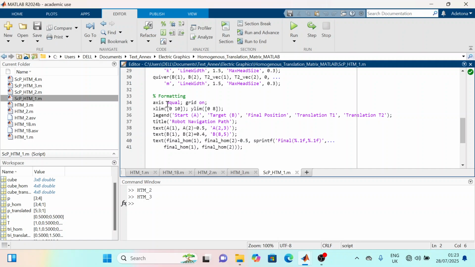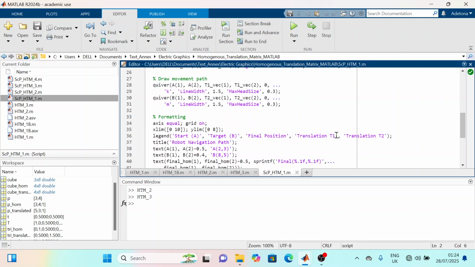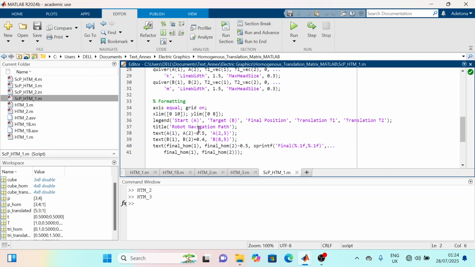But grid on, in order to see the grid, then the legend: start of A, start of B, because the number of plots that you are going to have there is going to determine what you are going to have. Because here we have 1 2 3 4, 1 2 3 4 5, and you can agree with me here. The first legend is for this plot 1. The second legend is for this. The third legend is for this. The fourth legend is for this. The fifth one is this. That is, the number of legends is going to dictate what you are going to have here. And the title of this work is robotic navigation path, or robot navigation path.